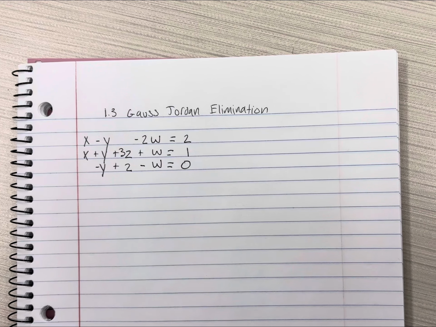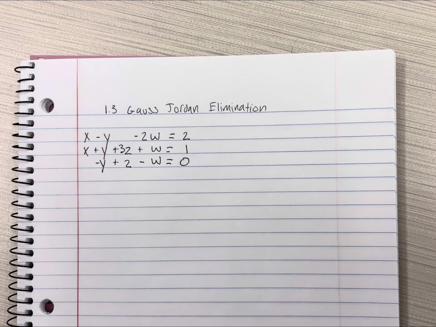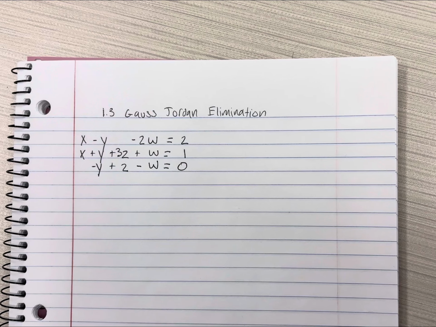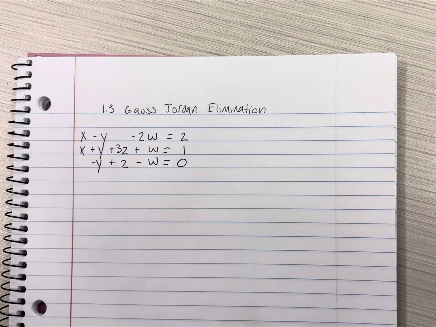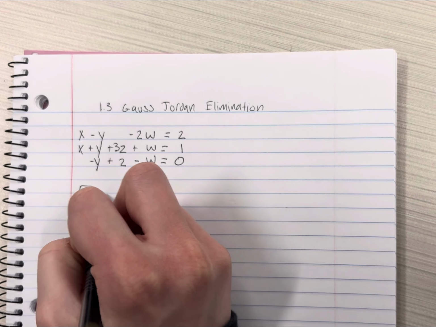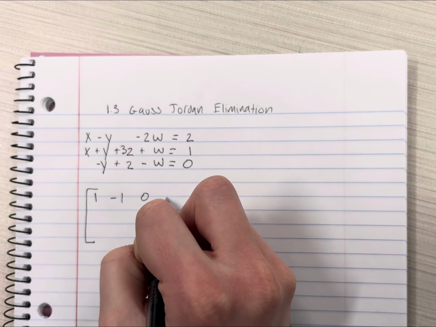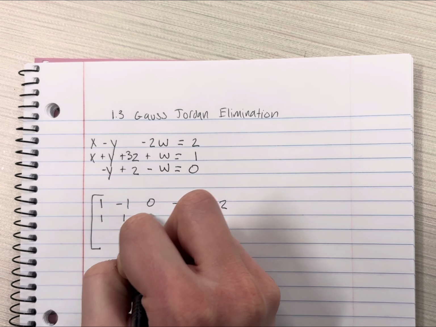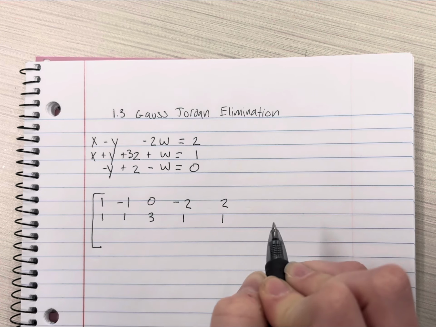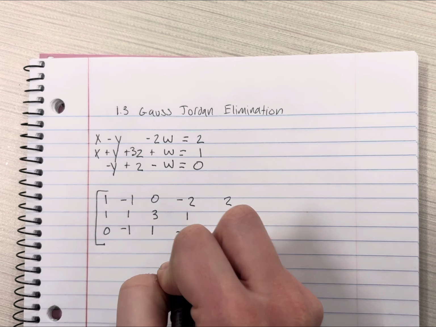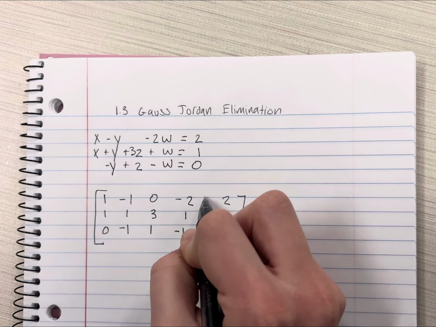Section 1.3 from the textbook, which is Gauss-Jordan elimination. We're going to be starting with the system of equations, and the first thing that we want to do is convert it to an augmented matrix. So the resulting matrix will be 1, -1, 0, -2, 2 in the first row, 1, 1, 3, 1, 1 in the second row, and 0, -1, 1, -1, and 0 in the third row.